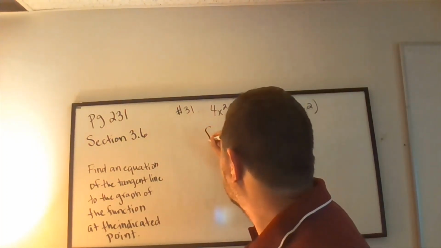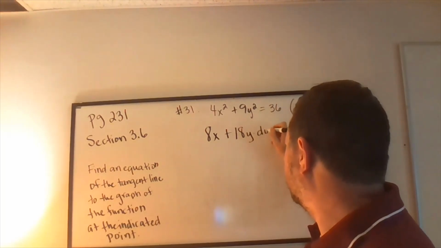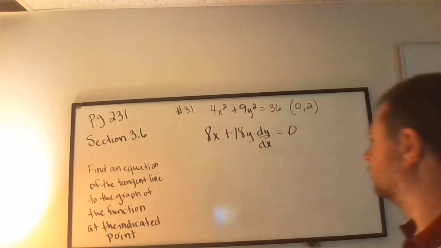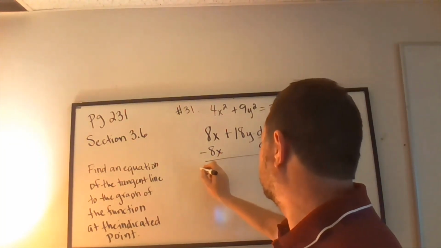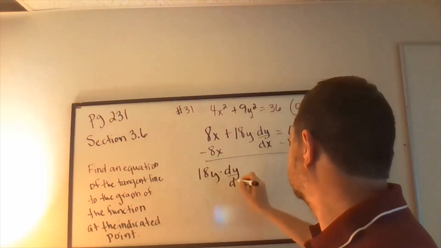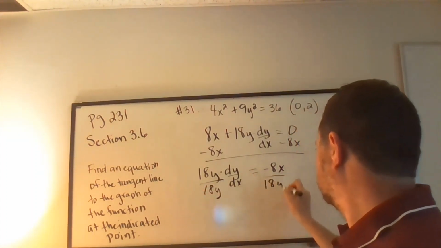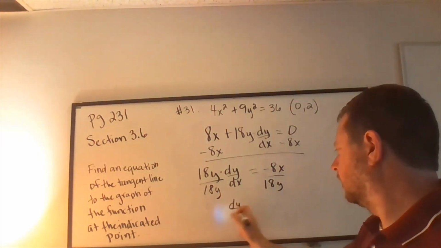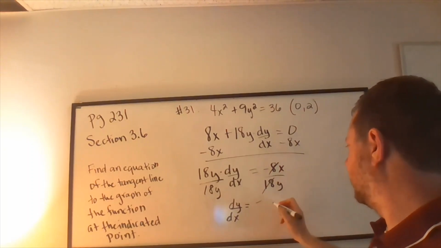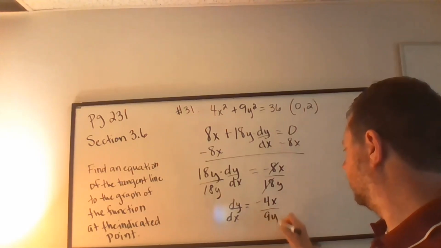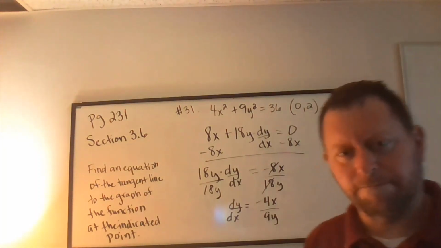We're going to say 8x plus 18y times dy dx is equal to 0. Okay, so I'm going to subtract the 8x. This is going to be 18y times dy dx is equal to negative 8x. I'm going to divide by the 18y. And I get that dy dx is equal to, let's reduce this while we have the opportunity, negative 4x over 9y. Okay, so that's what this is.